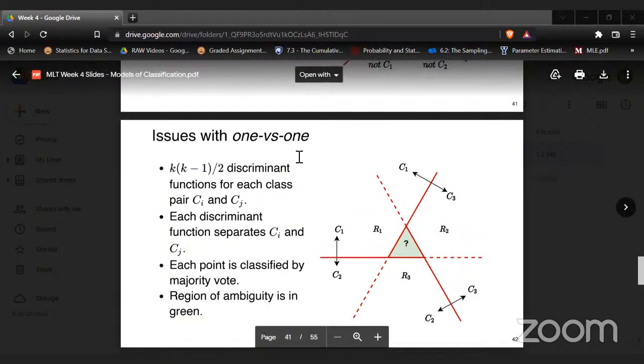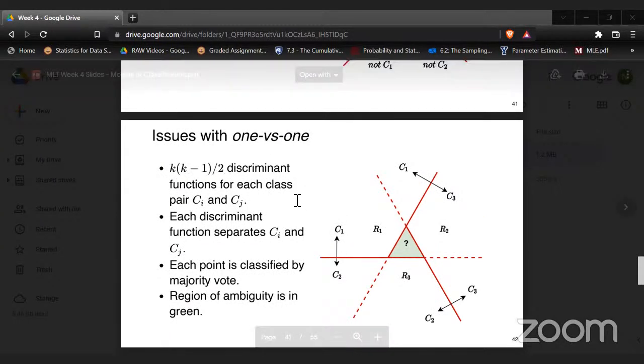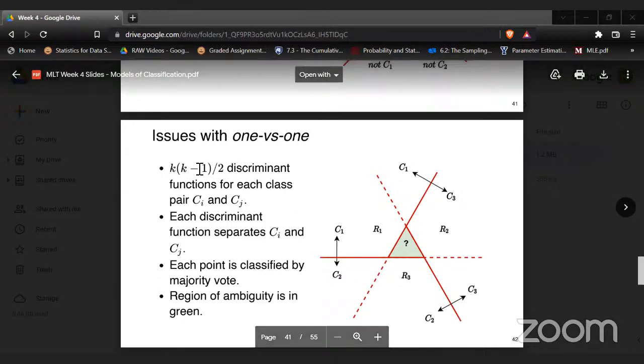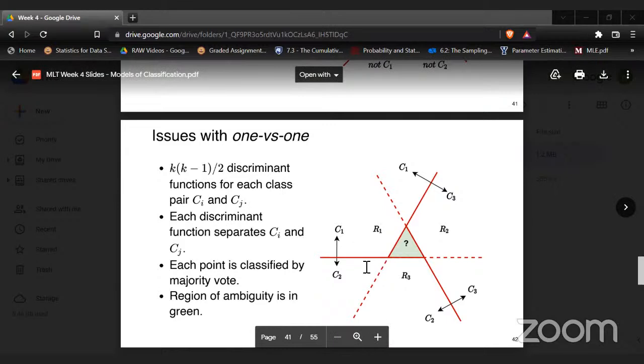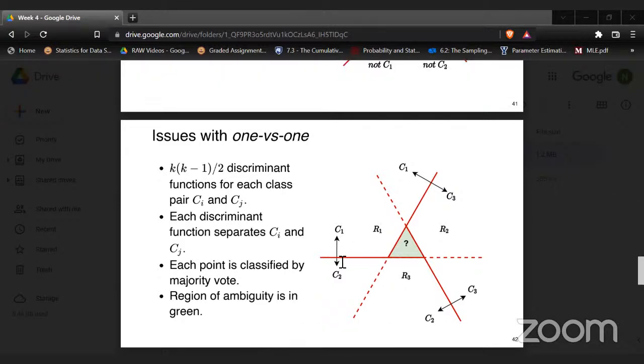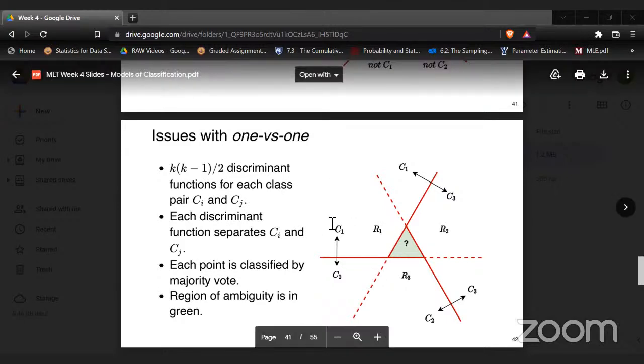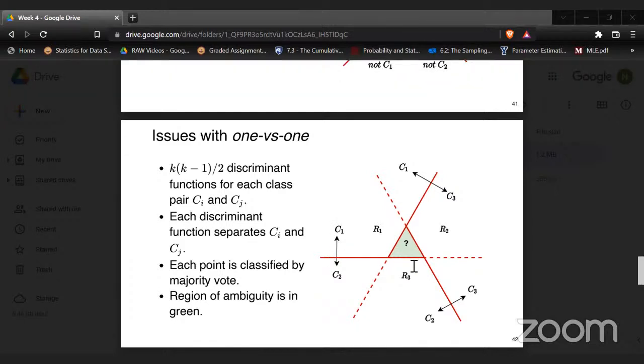So here in this case, one versus one, we will find K(K-1)/2 discriminant functions. I mean you have to find pairs, right? How many pairs can you make? KC2 pairs you can make. So for 3 classes you will make 3C2, that is 3 discriminant functions you will find.